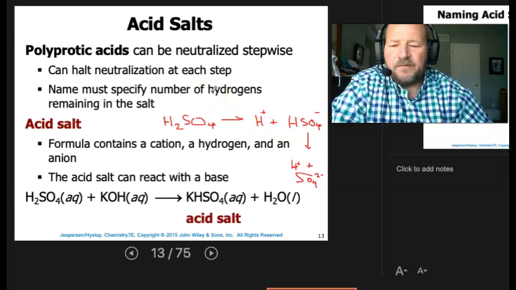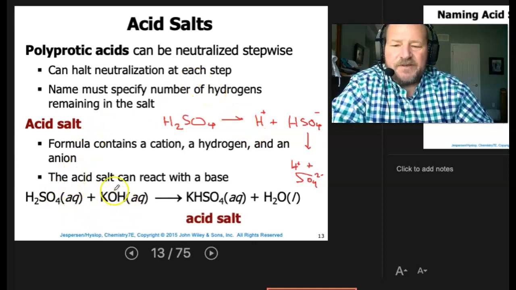So here, what we're going to do is take H2SO4 and react it with a strong base. Now the first reaction then would have that potassium connecting to the HSO4. And that's what we call our acid salt.